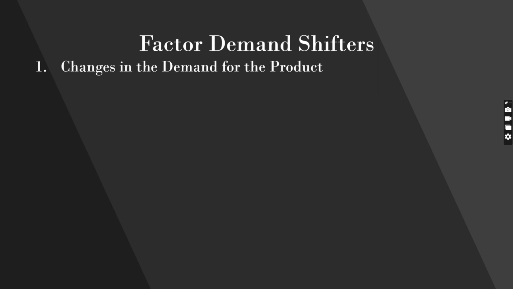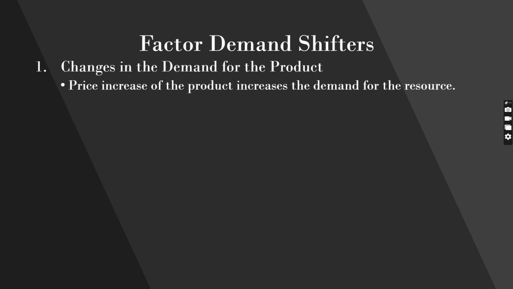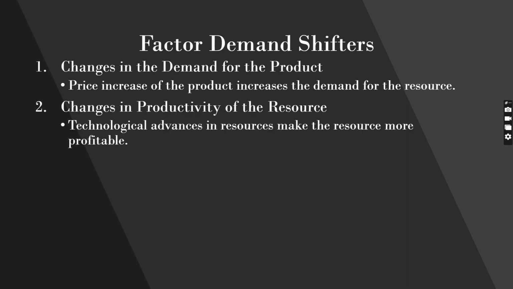And so here are the shifters of factor demand by firms. Remember, firms are the ones demanding the factors of production. We have changes in the demand for the product. So we could say the price increase of the product increases the demand for resources. That's what we were looking at with cheese and cars. Number two is change in the productivity of a resource. So we could say that there are technological advances in a resource that make the resource more profitable. And so that means firms would want to demand more of it regardless of the price.